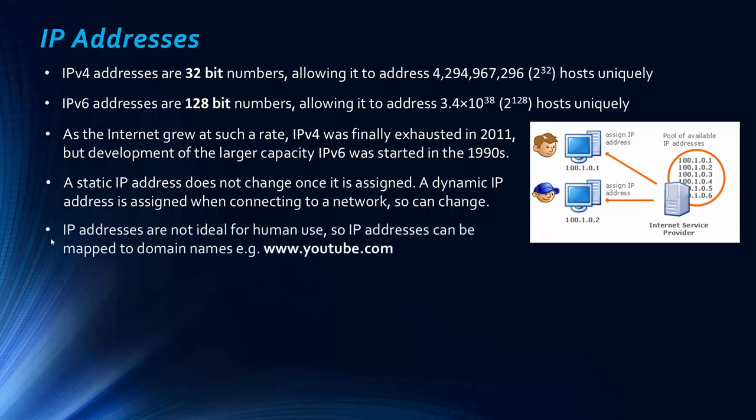Another point, these aren't connected points: IP addresses are not ideal for human use. As we saw, I briefly showed you the dotted decimal notation, which is in decimal, whereas of course it would be in binary, 128 bits if it's IPv6. So they're not ideal for human use. If you wanted to go to youtube.com, you wouldn't want to type in a 128-bit number or even a decimal IP address. That just wouldn't be ideal.